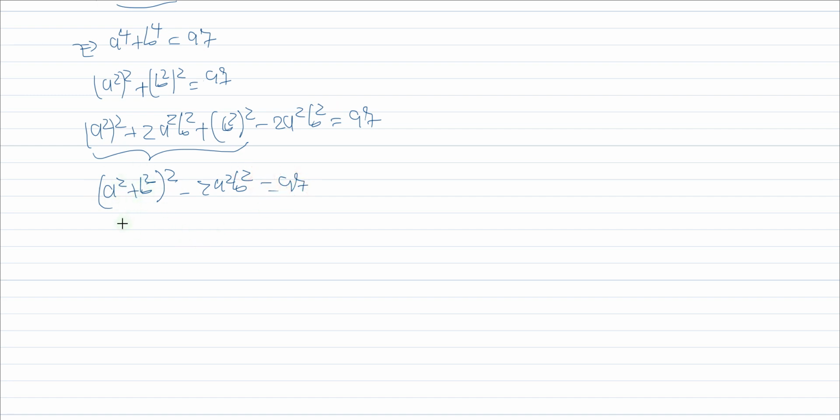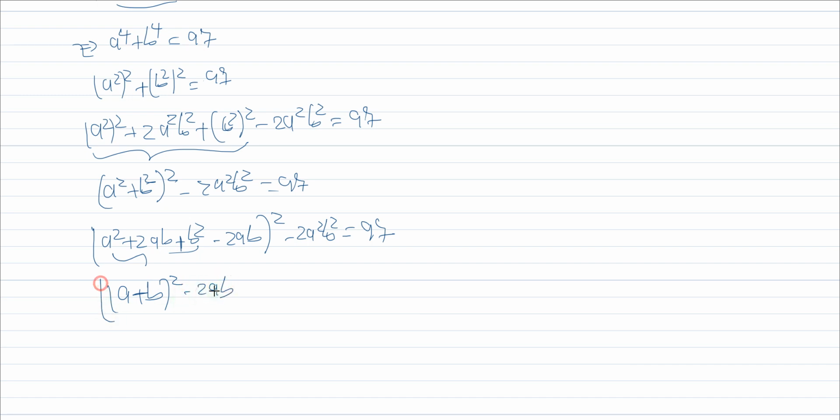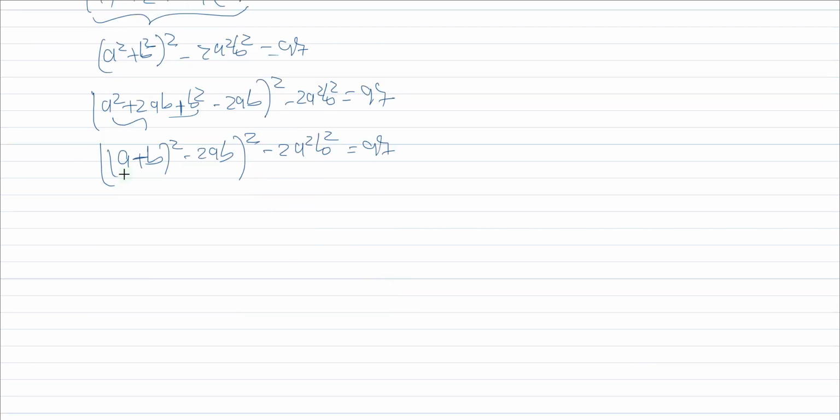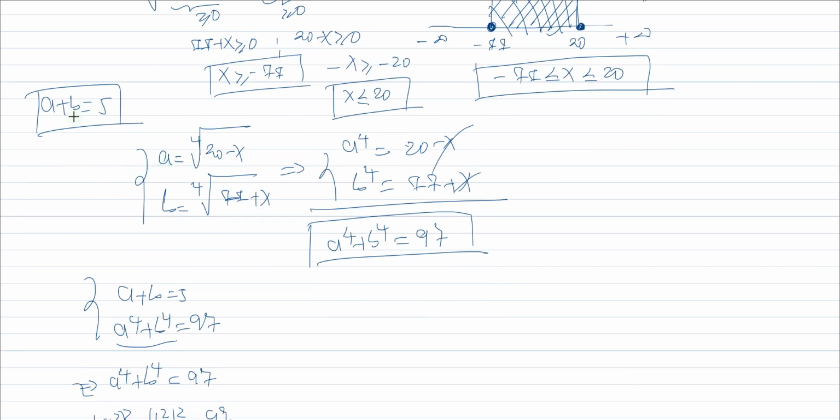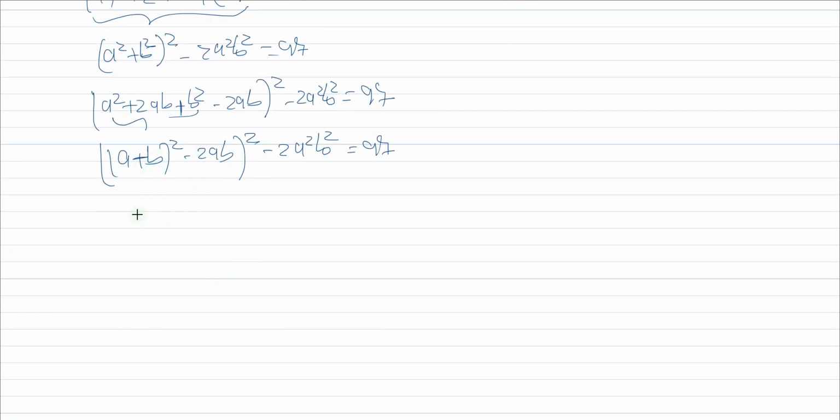Now this is a perfect square again, so this is a squared plus 2ab plus b squared, and we don't have the 2ab, so minus 2ab. This is all squared, minus 2a squared b squared, equal to 97. So this is a plus b, all squared, minus 2ab, all squared, minus 2a squared b squared, equal to 97. We know that a plus b in our problem is 5, so we can replace the value of a plus b. We have 5 squared is 25, minus 2ab squared, minus 2a squared b squared, minus 97, and this is going to be 0.